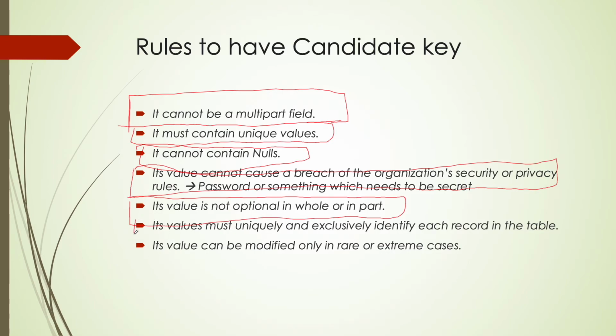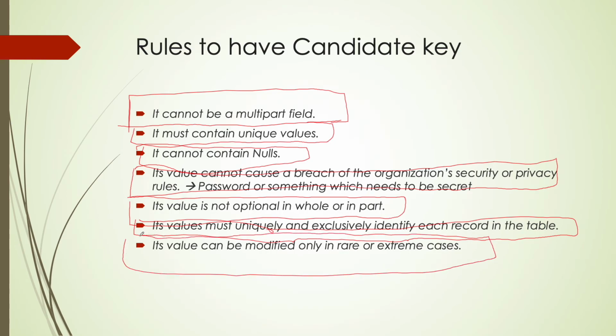The next is that its value must uniquely identify each and every record, which is the first and foremost thing for this. And the next thing is that this value should not be very easily modifiable, because you want this to be unique, and if it is getting modified very frequently, then maintaining that uniqueness will become difficult for you.